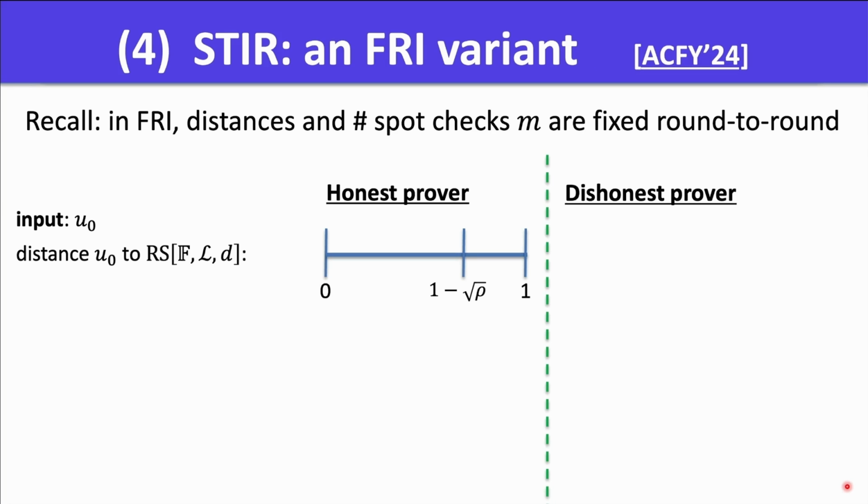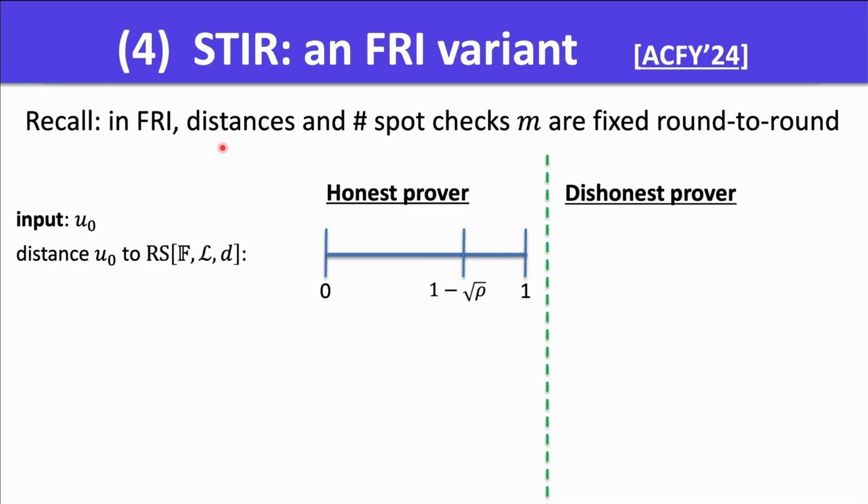The last variant I want to quickly go through is called STIR. This is a very recent result from 2024, so let me explain the main idea of STIR. In the original FRI, as the prover commits to the different oracles U1, U2, U3, U4, the number of spot checks per round is always the same, and the distance that these oracles have to the corresponding code also always stays roughly the same.